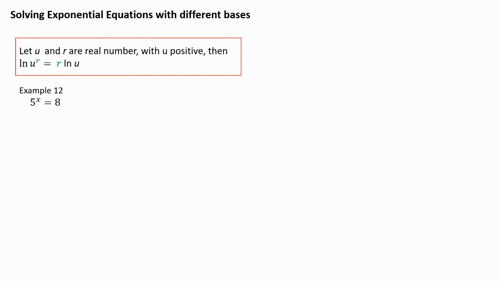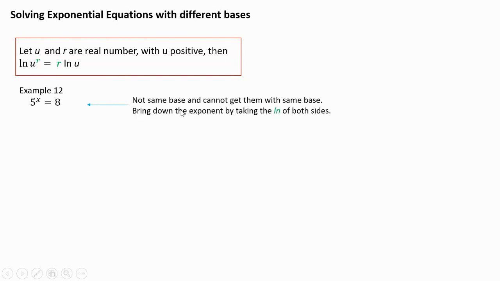It's because at times there's no way that you can find the same base. For example, 5 and 8 do not share the same base. So that's why it's impossible to do it by using the same base, and there has to be an alternative. The alternative is how I did the previous example. I cannot get them with the same base, so you have to bring down the exponent by taking the ln of both sides.